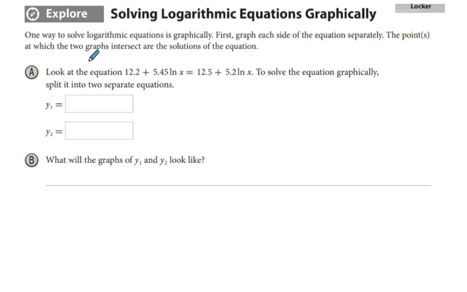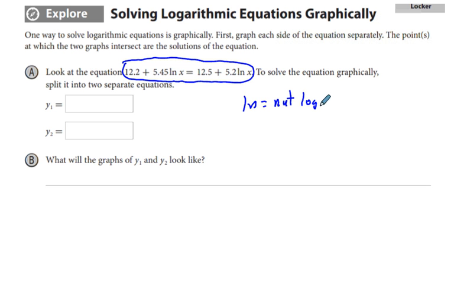One way to solve logarithmic equations is graphically. So we graph each side of the equation separately. So we have this equation: 12.2 plus 5.4 ln x equals 12.5 plus 5.2 ln x. And ln equals the natural logarithm, and what that's going to be is log base e.